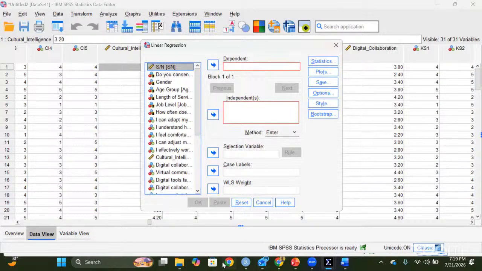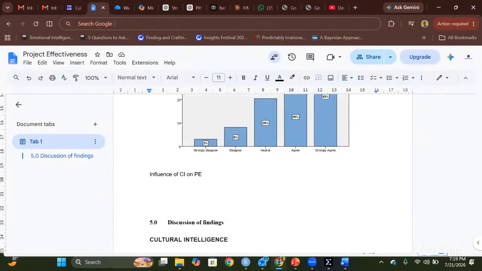If you look at this question, we are saying: what is the influence of cultural intelligence on project effectiveness? The one whose effect you are trying to look at is the independent. And the one you are trying to look at the effect of that one on is the dependent.